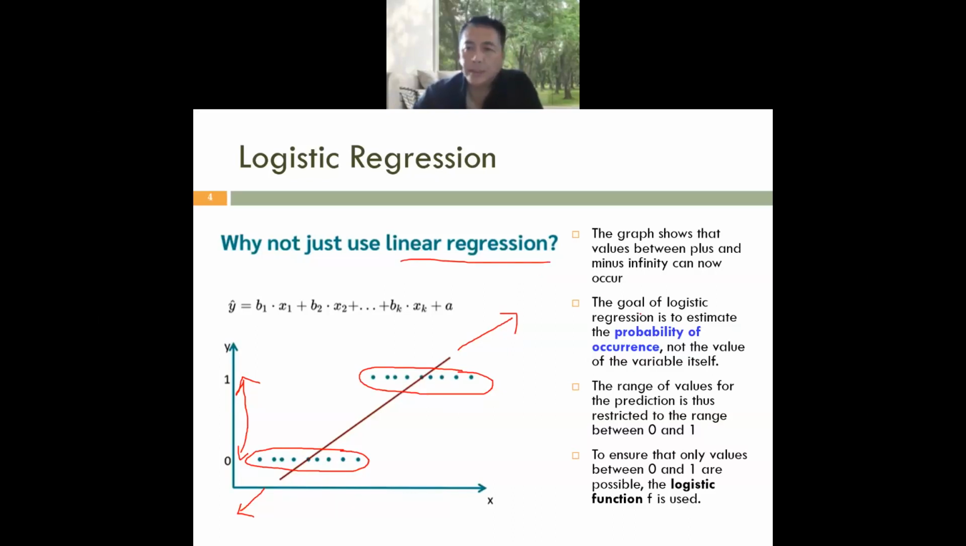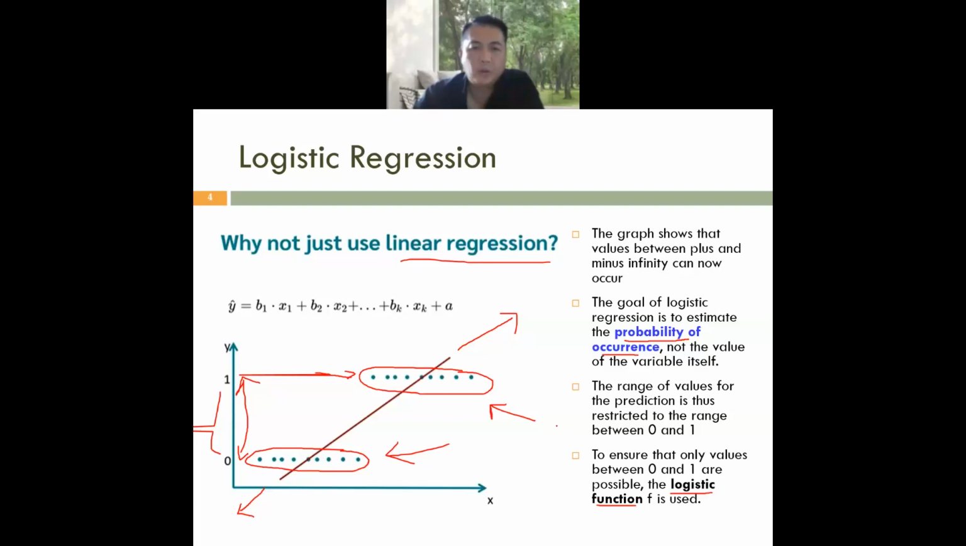So the goal of logistic regression is to estimate the probability of occurrence, not the value of the variable itself. We are not trying to predict the value of the variable, but we want to predict the probability of occurrence, 0 or 1. Okay, so the range of value for this prediction is thus restricted within this 0 and 1 only. So to ensure that we have this value, we have to use the logistic function.